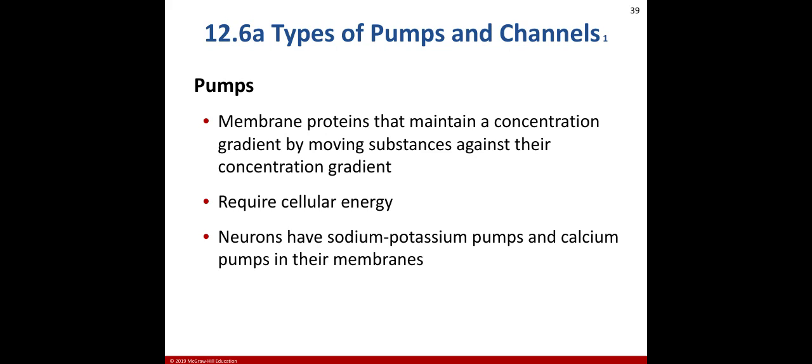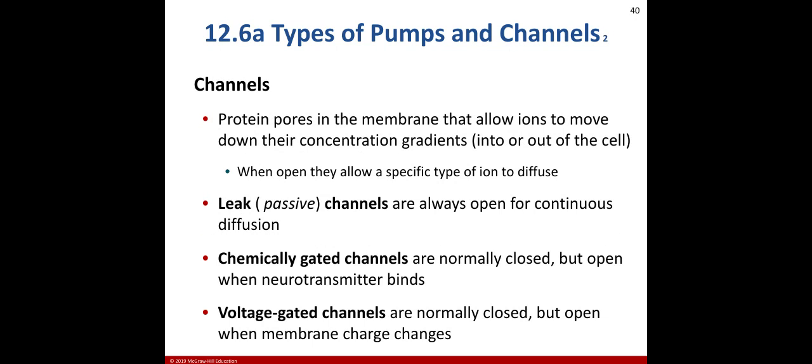Neurons have sodium-potassium pumps and calcium pumps in their membranes. So the three major ions: sodium, potassium, and then calcium. Channels are different. Channels are little pores in which ions are allowed to move down their concentration gradient. Does not require energy. There are leak channels that are always open to allow continuous diffusion. There are chemically gated channels that are normally closed, but will open when a neurotransmitter binds to it. And there are voltage gated channels, which are normally closed, but open when the membrane charge changes.